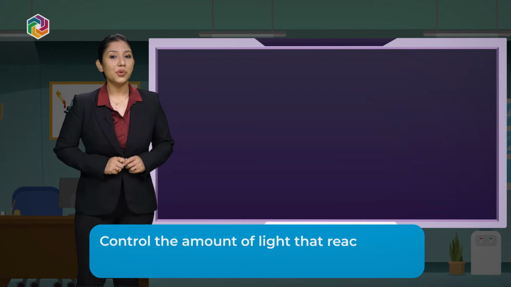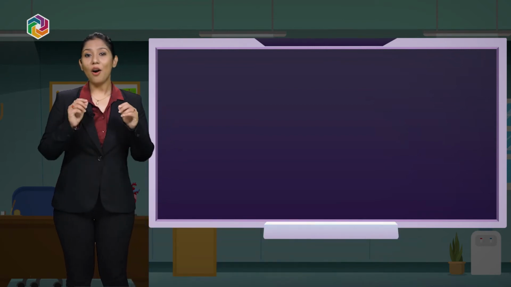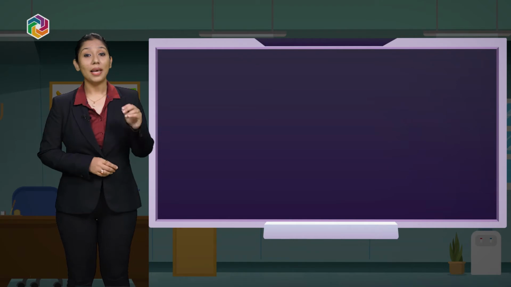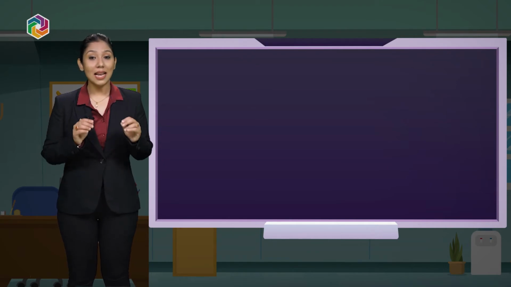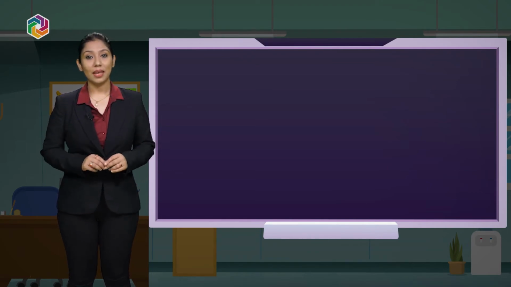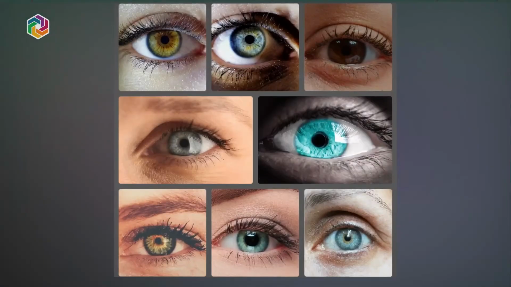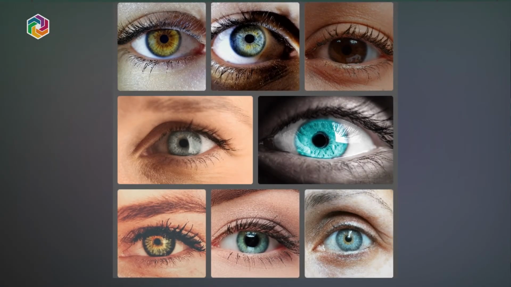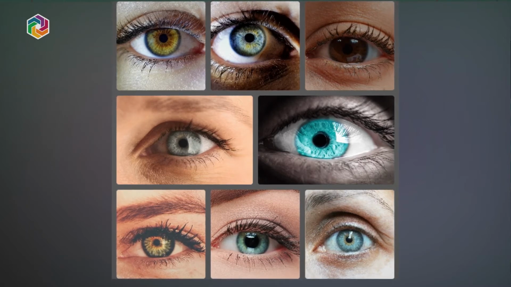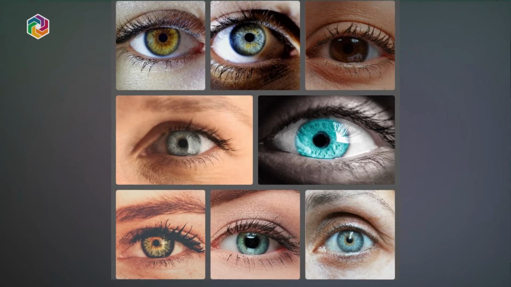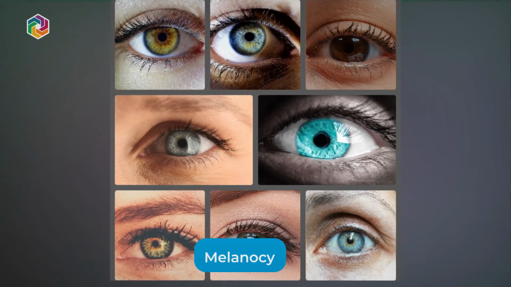Do you know an interesting fact? The color of the eye is determined by the amount of pigment contained in the iris. The eye appears blue when little pigment is present. With increased pigment, the shade becomes deep brown to black. The pigment that is present in the iris is called melanocyte.